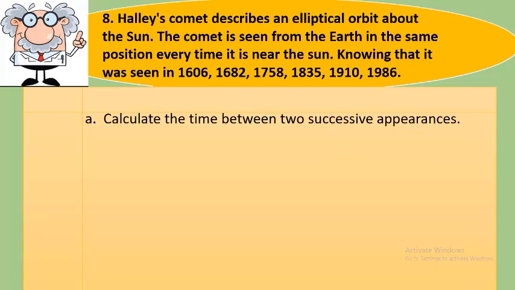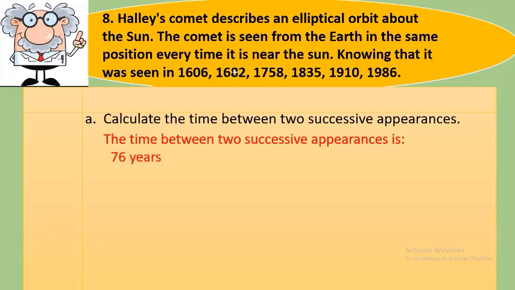Calculate the time between two successive appearances. What do they mean by successive appearances? They mean the two corresponding years, the years that are right after each other, that follow each other. So the first successive appearance was between 1606, the next one was 1682. The time between that is 76 years.